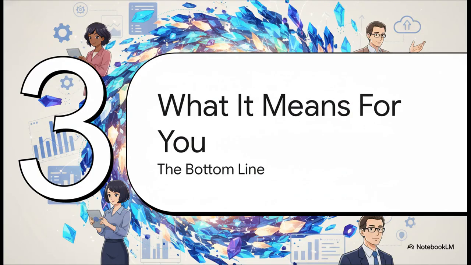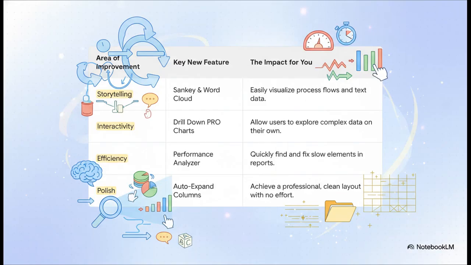Whew, okay, so we've covered a lot of new ground here. Let's pull it all together now and talk about the bottom line. What does all this stuff actually mean for you and the work you do every day? This table really breaks it all down perfectly. You want to improve your storytelling? Bam! You've got Sankey and Word Cloud for visualizing flows and text. Need more interactivity? The Drill Down Pro charts let your users explore all on their own. How about efficiency? The Performance Analyzer lets you find and fix slowdowns in a snap. And for that final polish, auto-expanding columns give you that professional layout without any of the headache.